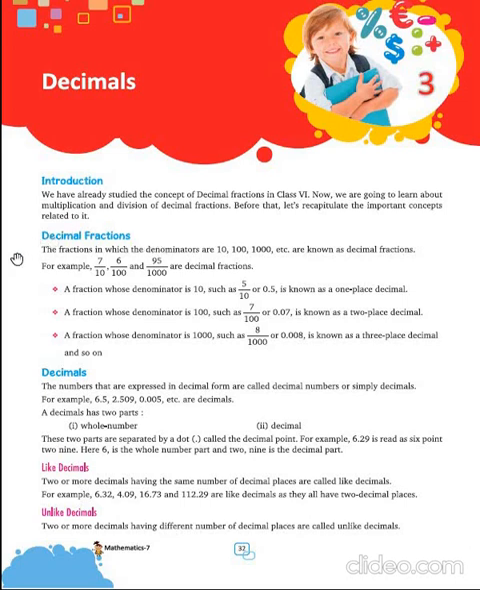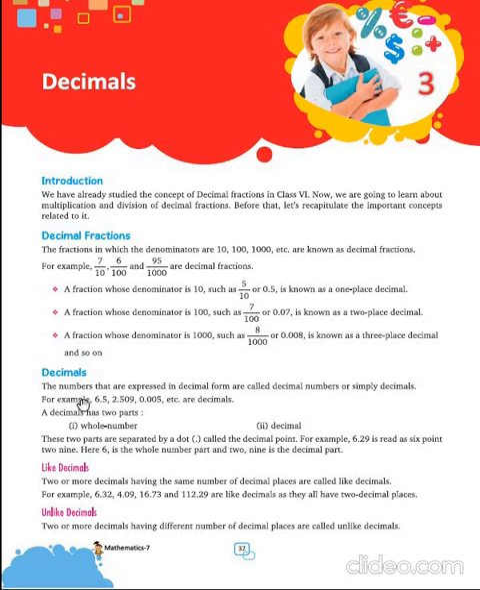So first, let's see what are decimal fractions. The fractions in which we have denominator as 10, 100, 1000, these types of fractions are known as decimal fractions. So, a fraction whose denominator is 10, we call it a one place decimal. The fraction whose denominator is 100, we call it a two place decimal. A fraction whose denominator is 1000, we call it a three place decimal, and so on.